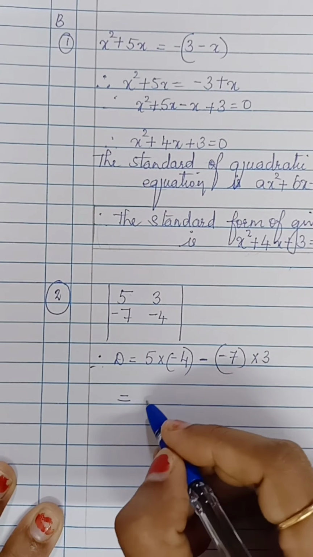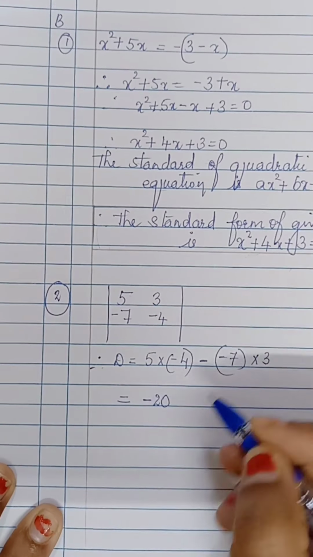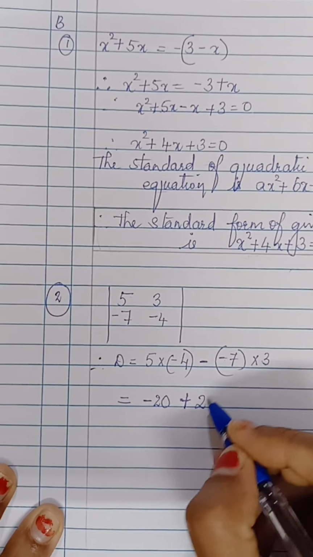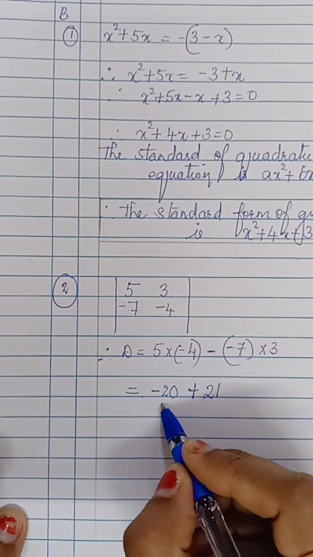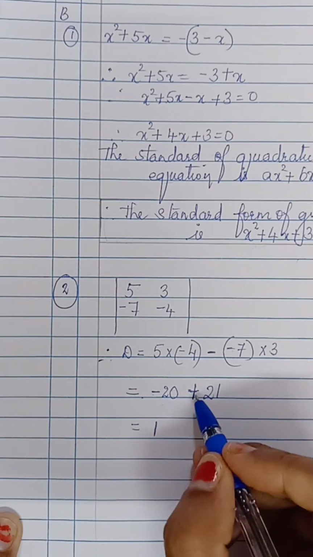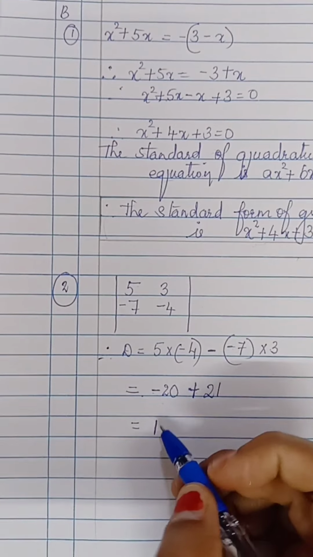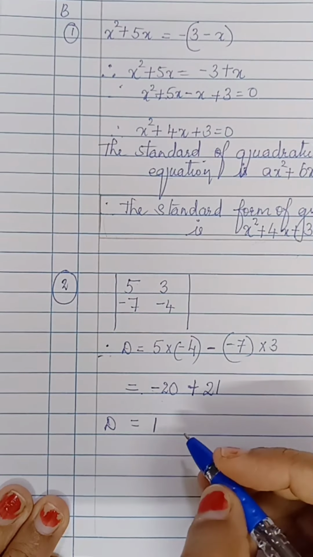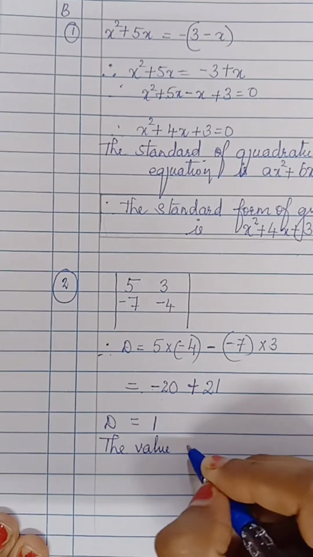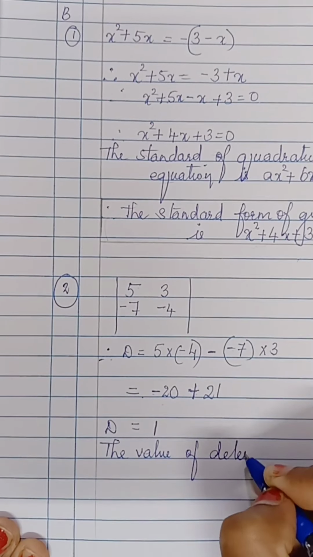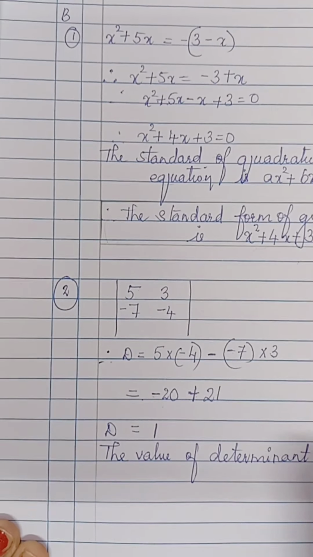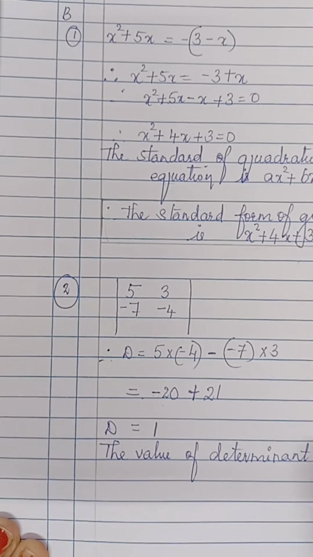5 into minus 4 will be minus 20. Minus minus becomes plus. 7 3s are 21. Okay. Minus 20 plus 21. Your answer is 1. So D is equal to 1. Okay. So finally you will write the value of determinant as asked in the question. The value of determinant D is 1.